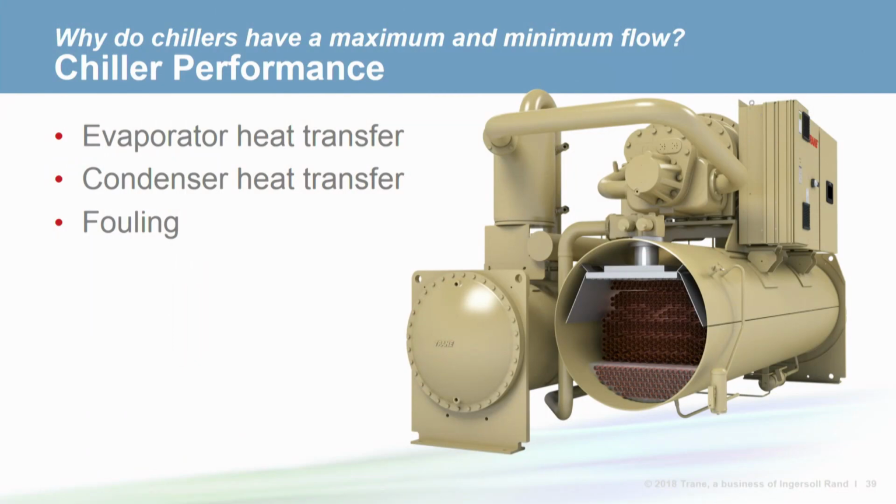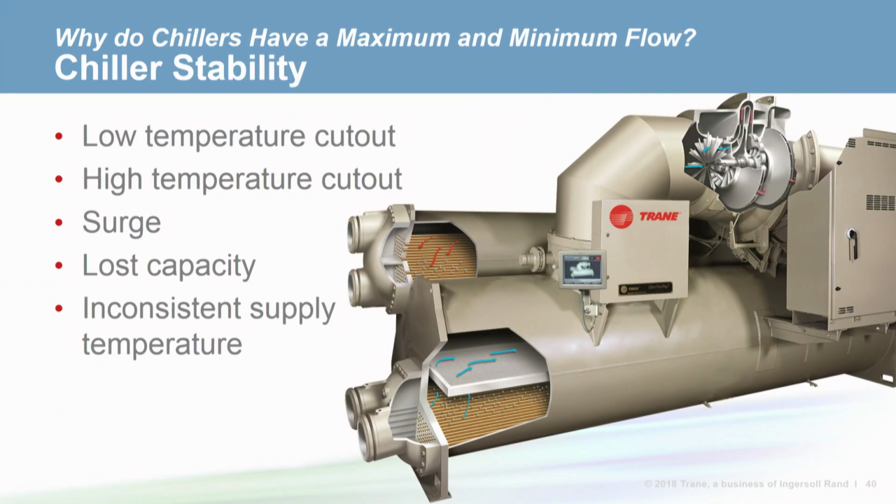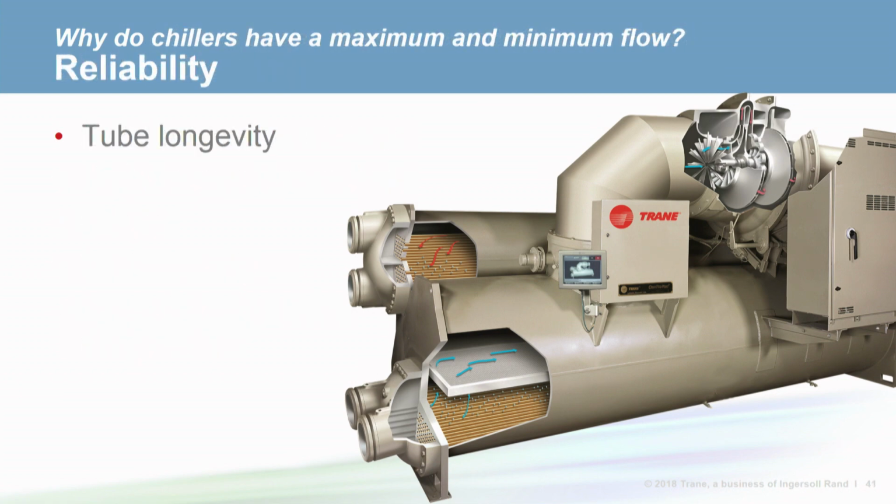The first reason is based on the chiller performance. We want to ensure that the chiller has optimal performance to reduce energy usage. The second is to ensure proper stability. And finally, reliability of the unit. We want to ensure that the chiller will last for the many years down the road. Let's start by explaining the performance impacts of violating the min and max flow rates. But before we do that, we'll walk through a couple fundamentals regarding chiller performance and efficiency.